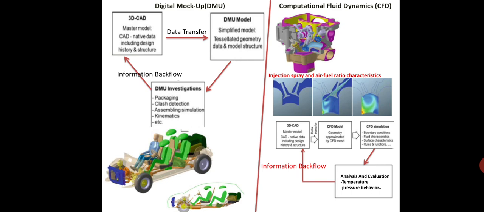Then it is again transferred to the DMU investigations: packaging, clash detection, assembly simulation, kinematics, etc. These are the several things we can investigate in that DMU investigation. And again, this information flows back to the first stage, that is 3D CAD. Here in this diagram you can get a clear idea of how DMU, that is design mockup, takes place.